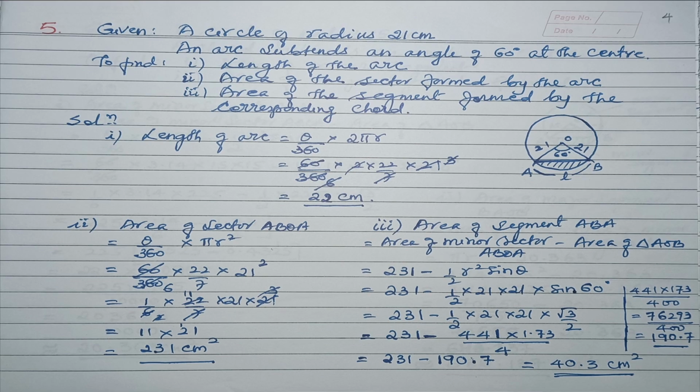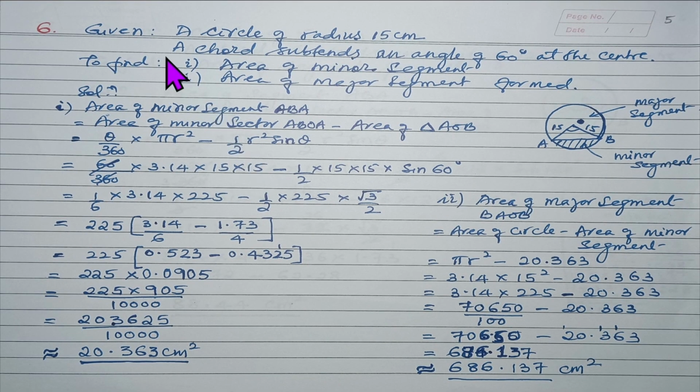Remember the formulas and solve it. Now coming to the next example, that is example number 6. We are given a circle of radius 15 centimeters. A chord subtends an angle of 60 degrees at the center. We have to find the area of the minor segment ABA, and also the area of the major segment BAB. So let us understand how to do that.